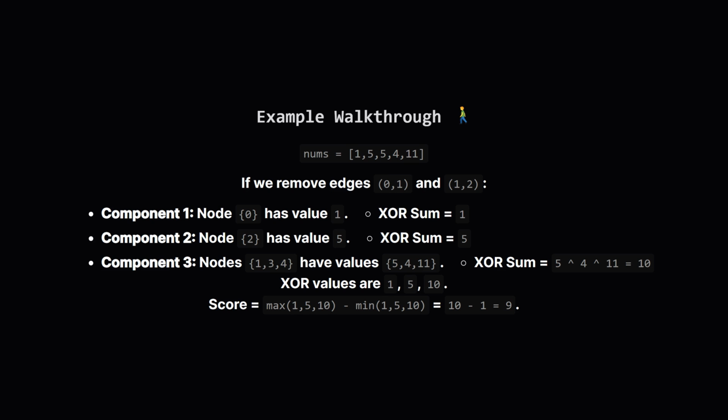Their values are 5, 4, and 11. If we XOR those together, we get 10. So our three component values are 1, 5, and 10. The largest is 10, the smallest is 1. The score is 10 minus 1, which is 9. Our goal is to find if there's a different pair of cuts that gives an even smaller score.